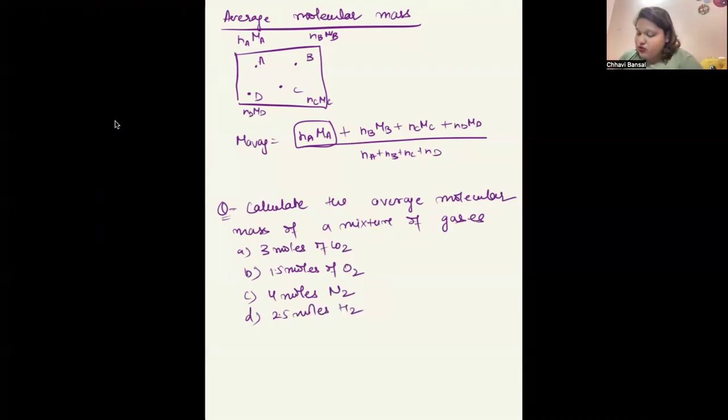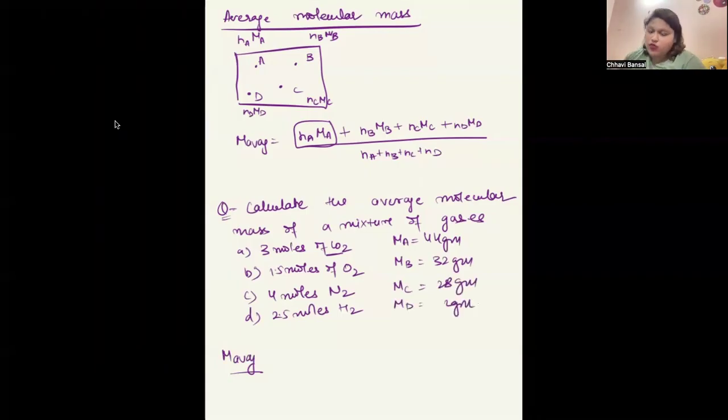Now, what we are supposed to do is find M average. Fine. Let's calculate first MA. A is CO2, the molecular mass is 44 grams. MB, O2 is 32 grams. MC, N2 is 28 grams. And MD is 2 grams. Okay. Now we know NA, NB, NC, ND. We know MA, MB, MC, MD.